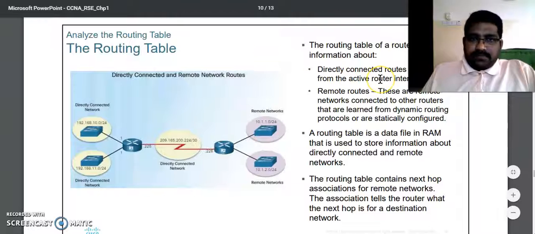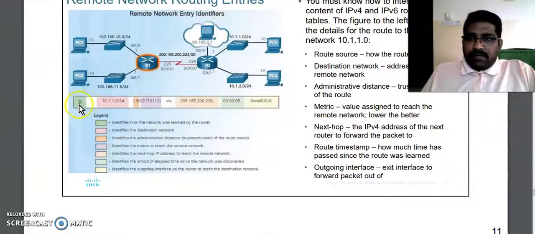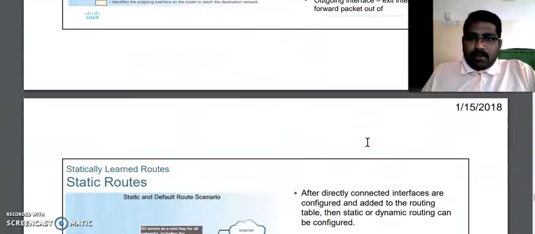So what is this routing table? We will see what information is available in the routing table. So this is the routing table. If you look at the routing table, the route source code is available, then the destination address, then the administrative distance, and the next one is the metric value. Then this is the next hop address, then the timestamp, and this is the exit interface. There are different types of route source codes. L represents the local route, C the directly connected route, S the static route, D the dynamic route through EIGRP, and O the dynamic route through the OSPF routing protocol.